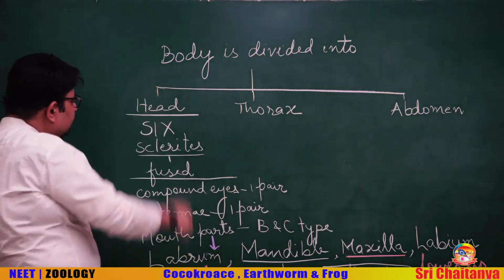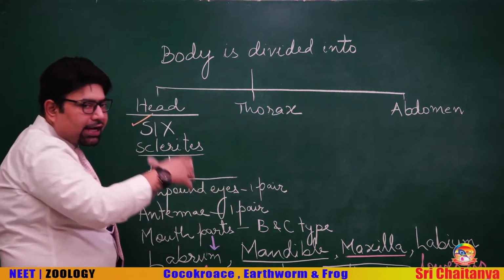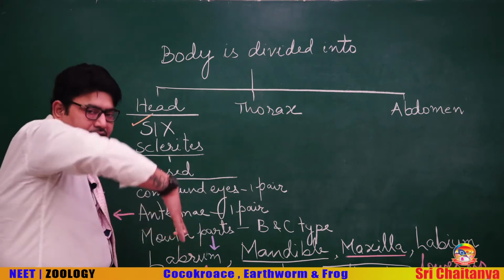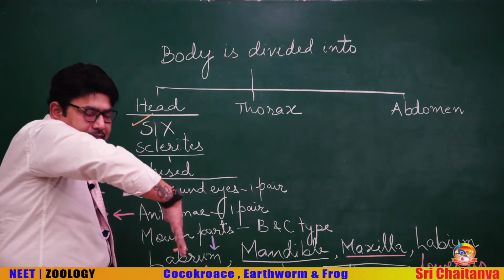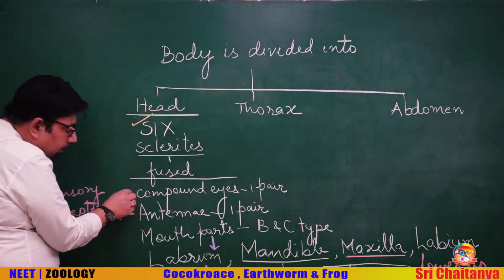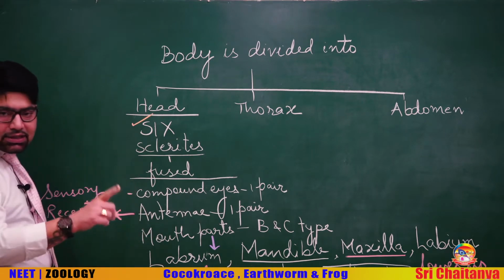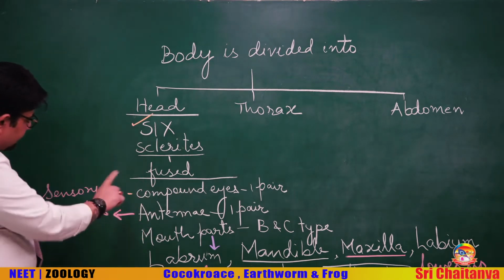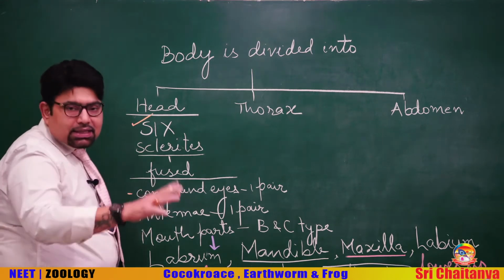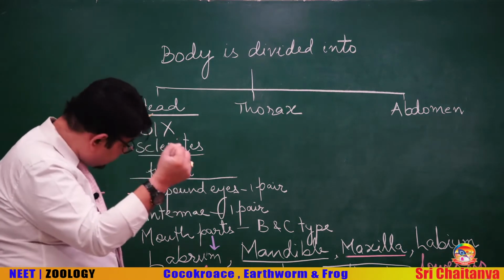The head is made up of 6 sclerites fused to form a triangular head. Head is anterior and is at right angle to the thorax. Head bears a pair of compound eyes and a pair of thread-like structures called antennae. These antennae have sensory receptors, so they can sense the environment. They are therefore also called sensors.